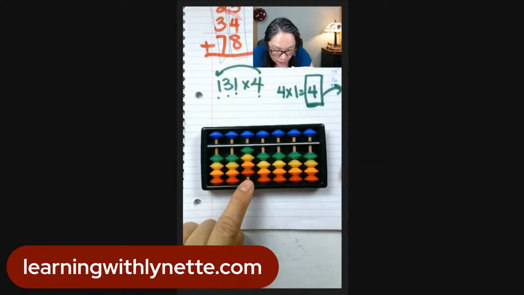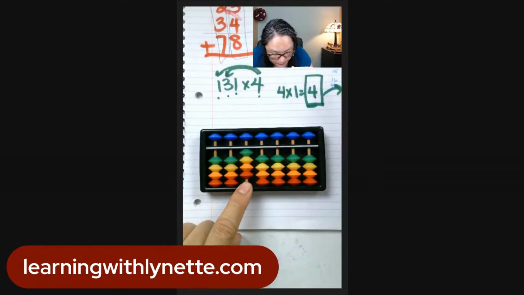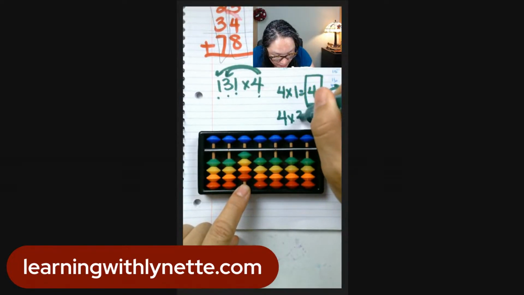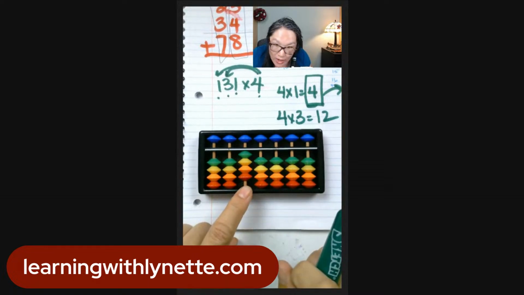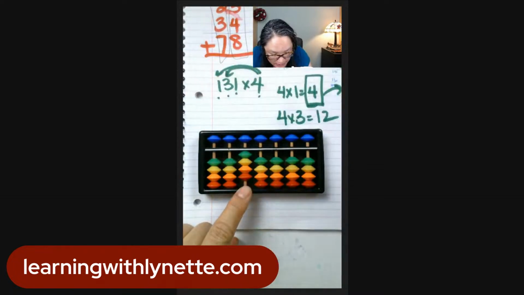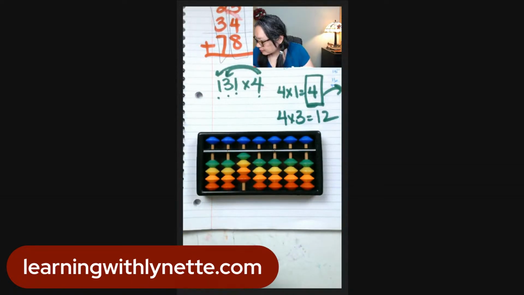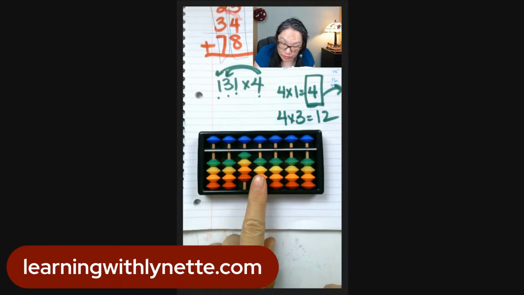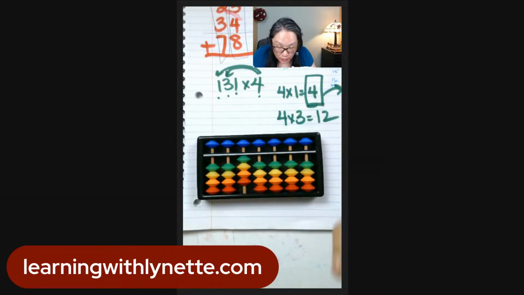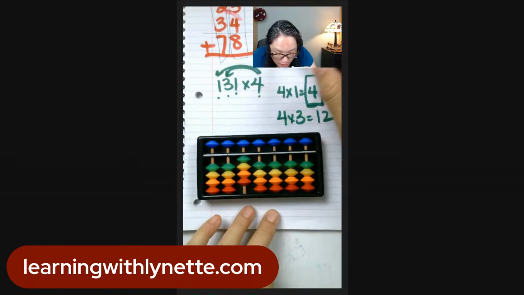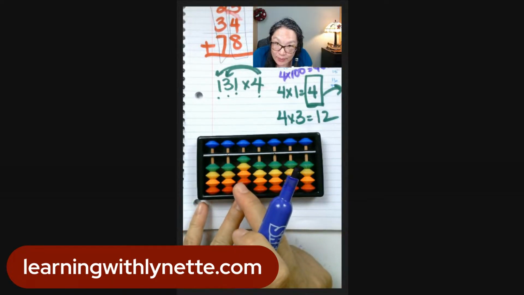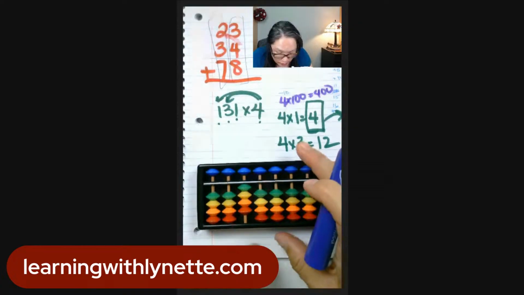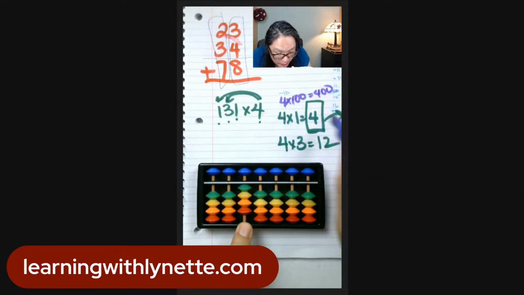Now what are we going to do? We got to do 4 times 3. 4 times 3 is equal to 12. When we add 12, what do we do? We need to add the 1 and we need to add the 2. Notice when I do 4 times 1, we don't say 4 times 100. It will equal 400. It already shows me on the abacus 400. So we just need to make the multiplication fact.